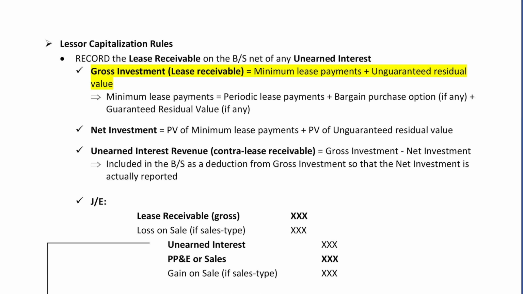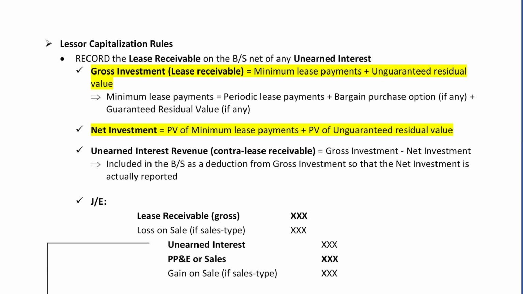Now, if it's an optional buyout by the lessee, or let's say the equipment PP&E is going to have some salvage value, that becomes unguaranteed residual value. Next, highlight net investment is the present value of the minimum lease payments plus the present value of this unguaranteed residual value.